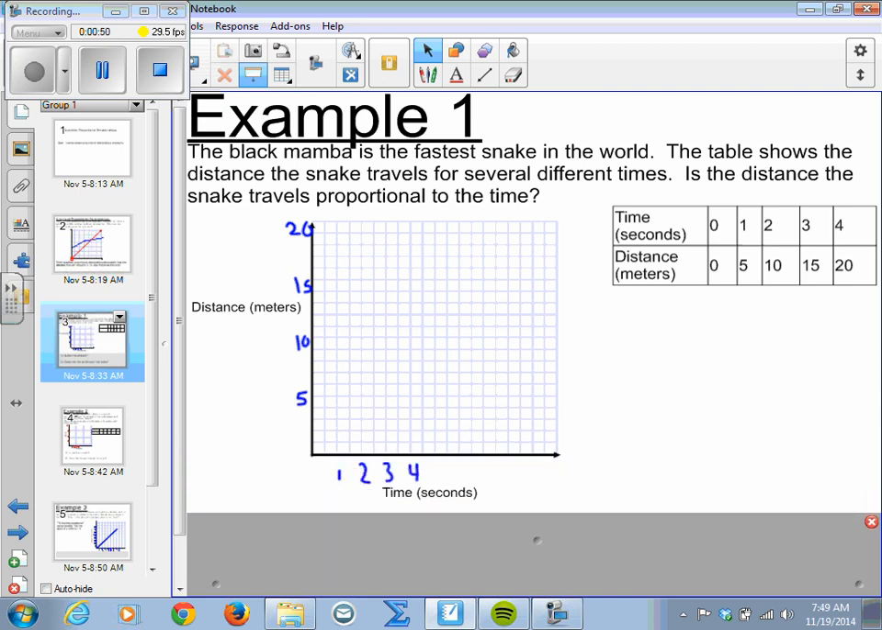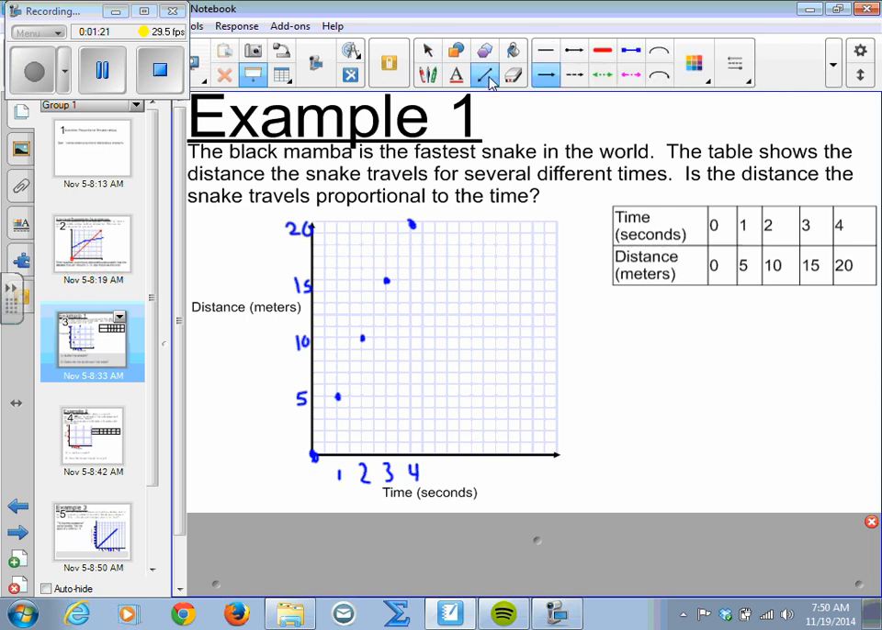The black mamba is the fastest snake in the world. The table shows the distance the snake travels for different times. Is the distance the snake travels proportional to its time? So the table's given, we just plot the points. We have 0, 0, 1, 5, 2, 10, 3, 15, and 4, 20. All points gotten from the table.